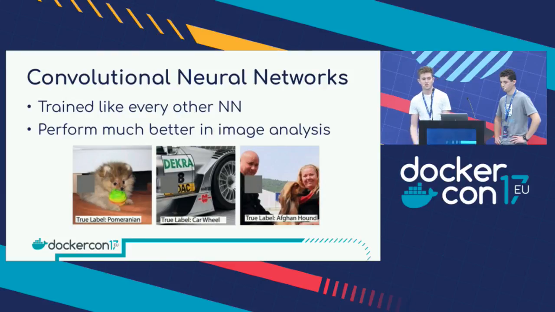Convolutional neural networks are trained like every other neural network, whereby you give them an input and an output, and they adjust themselves to output a more accurate value to what you specified. These convolutional neural networks perform much better in image analysis as well by their nature.